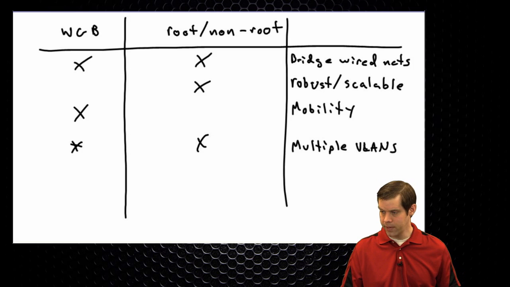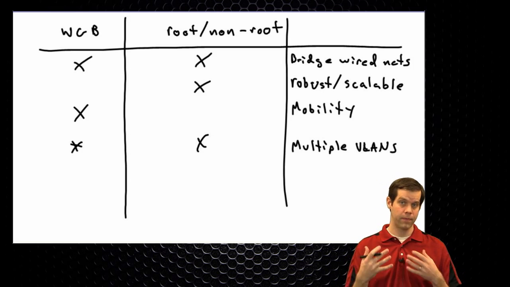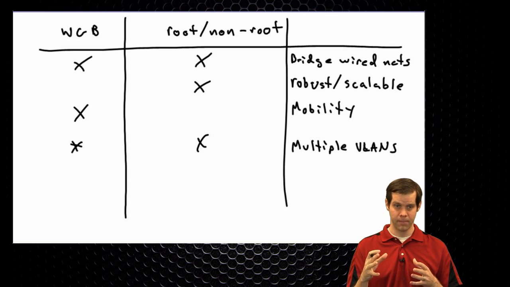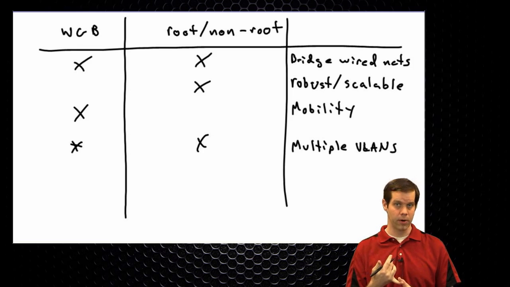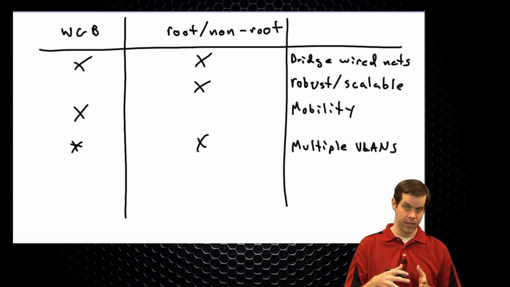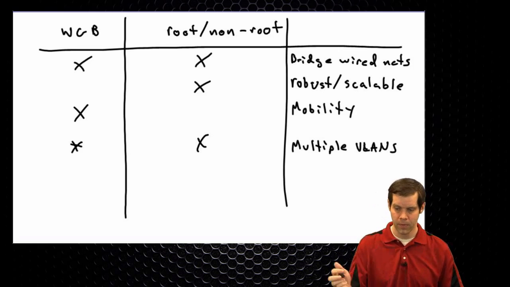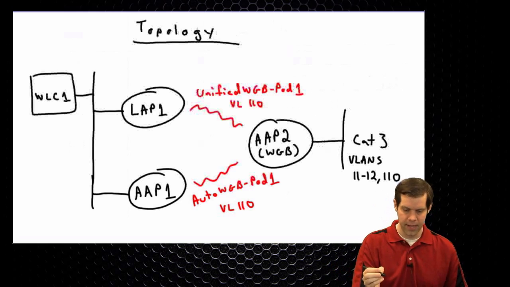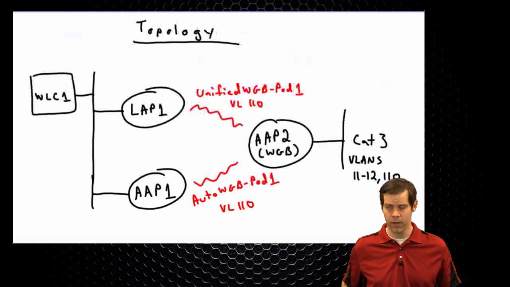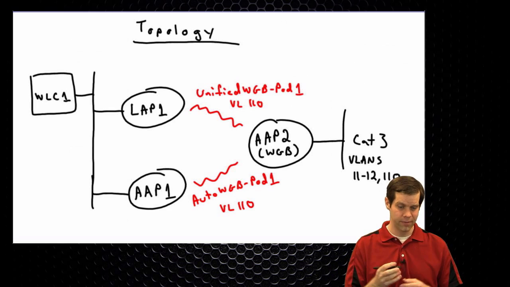So the rest of the time here is really just going to show off the functionality of the workgroup bridges, a lot of the different features and just different ways to do the same thing, connecting up a workgroup bridge to an autonomous AP or connecting up a workgroup bridge to a unified AP, single VLAN versus multiple VLANs, as well as a few of the other special things that we can do with workgroup bridge. So before we get into that, let's show you the topology that we're going to be working through with all of our examples here.